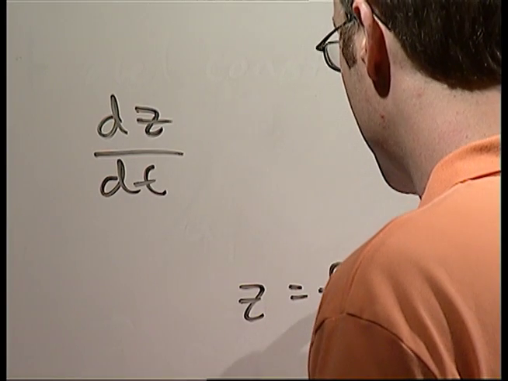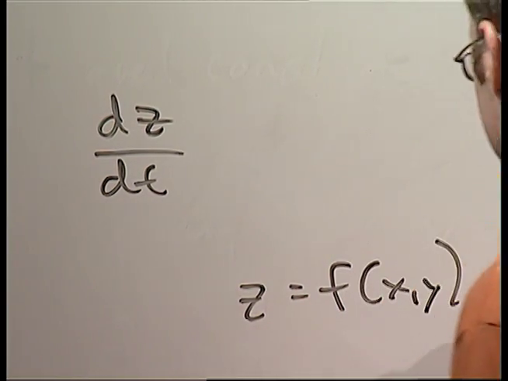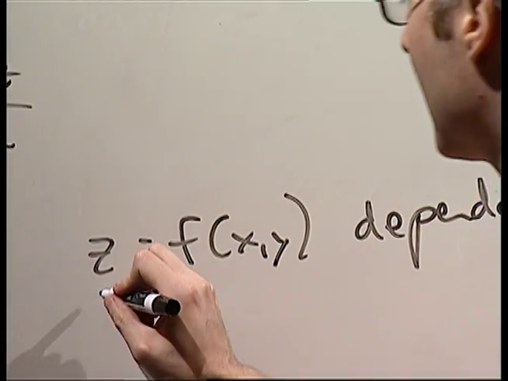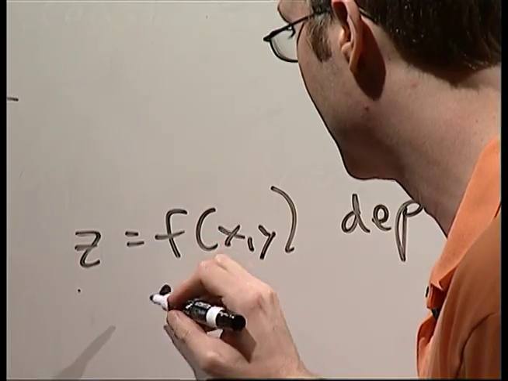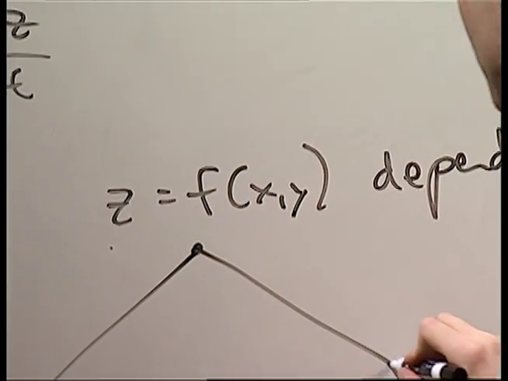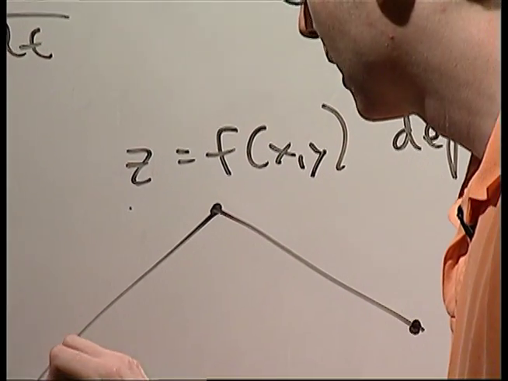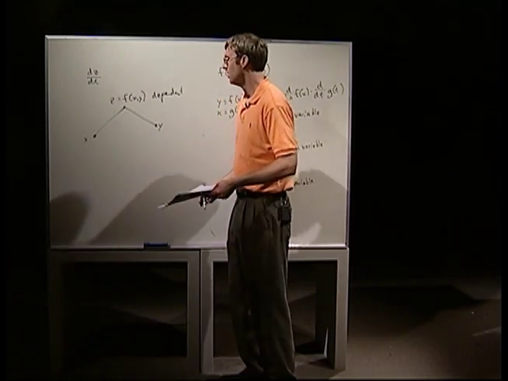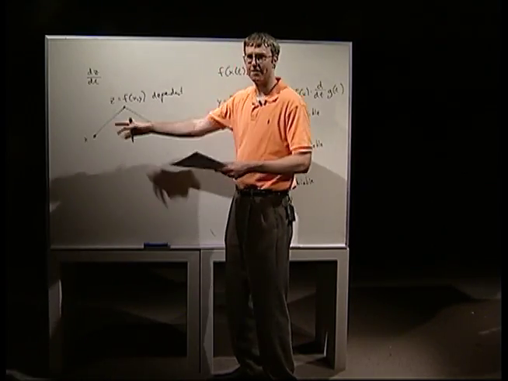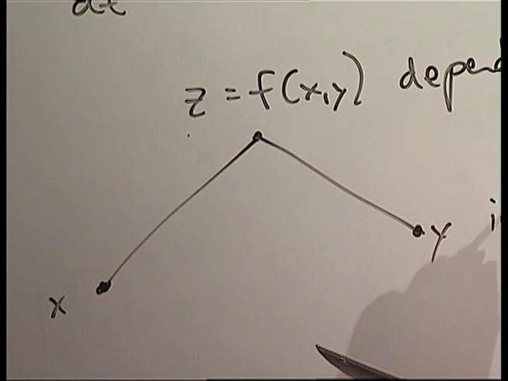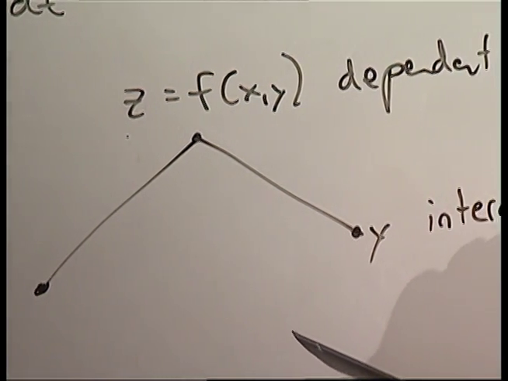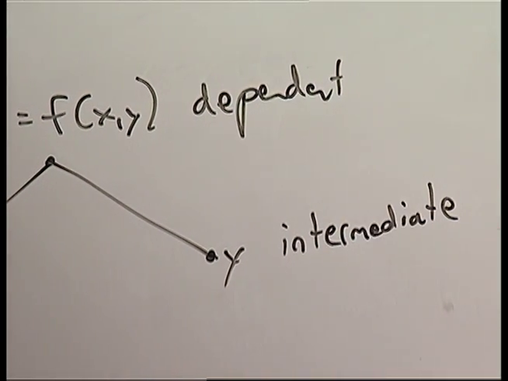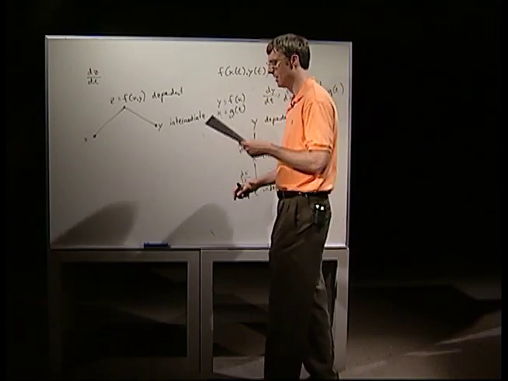At the very top is z. Z is dependent on x and y, right? And so there's the dot for that guy. X and y are both sitting here separately, right? In other words, x is not a function of y, and y is not a function of x. They're completely separate, but they're both intermediate. In other words, they're both functions of t. One is f of t, one is g of t, right?